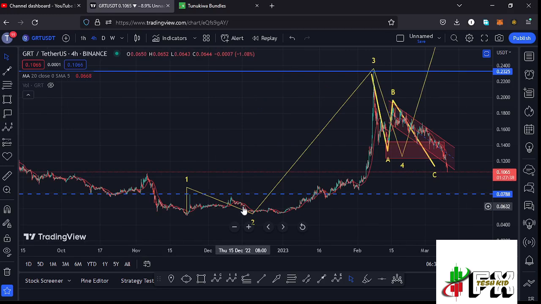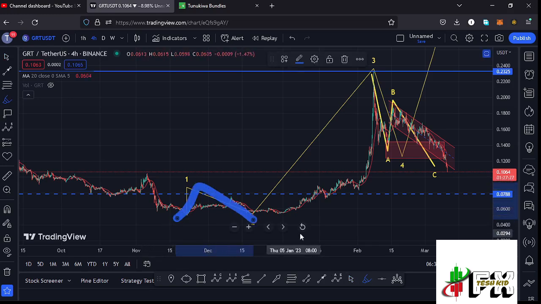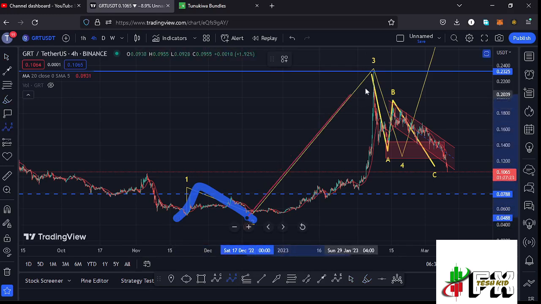And the alternative scenario that we can have here on the GRT chart is that we can term this movement to the upper side as a 1-2 setup, where we can have this as the 1-2 setup. Then after seeing the 1-2 setup, we started an Elliot structure where we can term this as the first wave to the upper side, giving us a peak at around the $0.2325 mark.